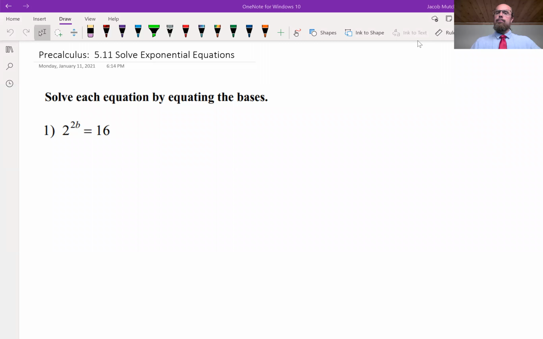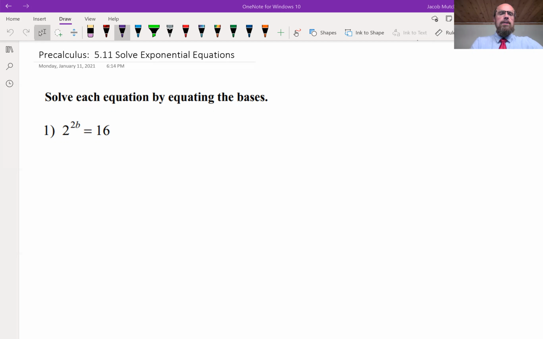Welcome to Pre-Calculus. Today we will investigate solving exponential equations. We'll take a look at two strategies to solve four examples. Our first strategy is to equate the bases. So this first equation, 2 to the power of 2b equals 16.